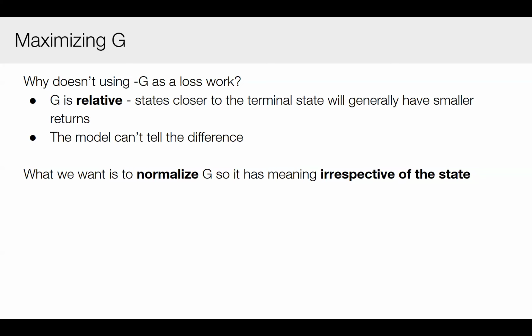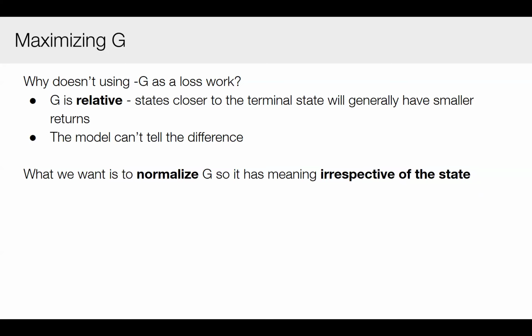But what that means is that the model can't really tell the difference if you were to just use G as itself. The model can't tell the difference between which state that return is referring to, right? If you were to give the model a return of 5 and ask it to learn from that, how is it going to know which state it's referring to? If you're at the state right before the terminal state, a return of 5 could be spectacular, but you just don't know.